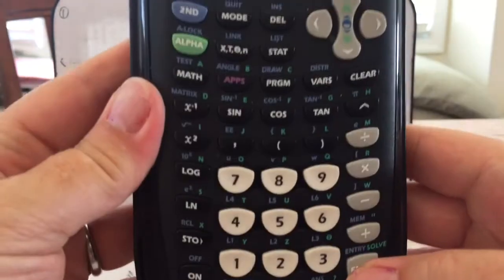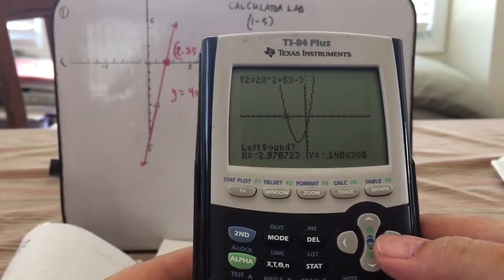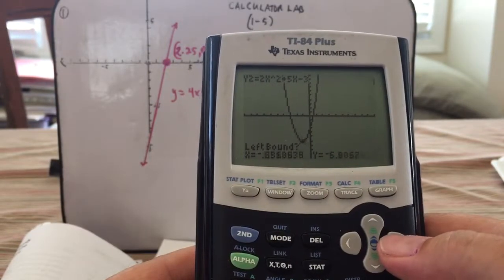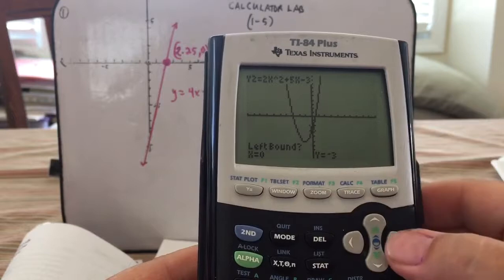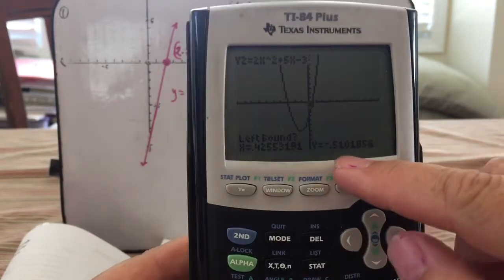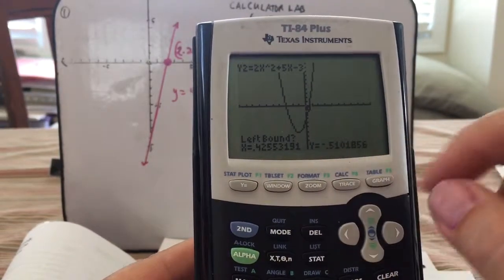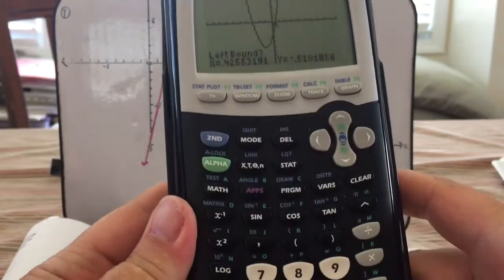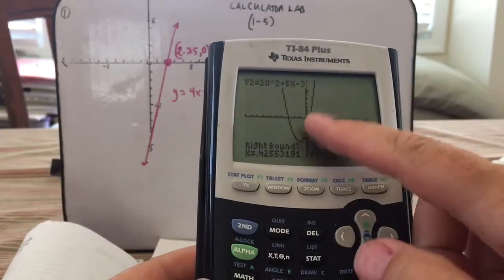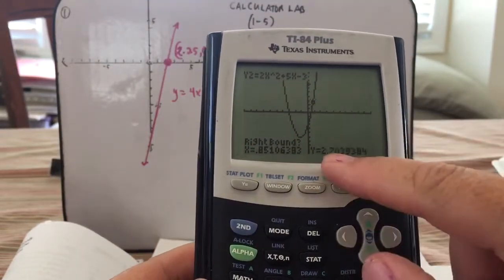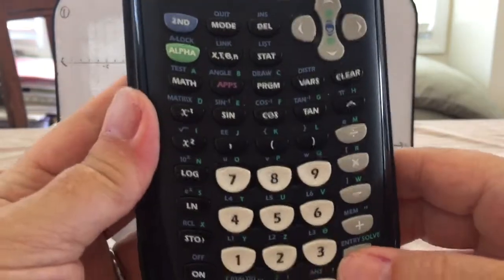I want a 0, so I'm going to choose number 2. I'm going to scroll over to the left boundary. It's asking me for a left bound. And as long as I'm below the x-axis, I'm at the left boundary, in this case. Now I want to come above the x-axis, so y should be positive. Okay, I'm going to enter that.